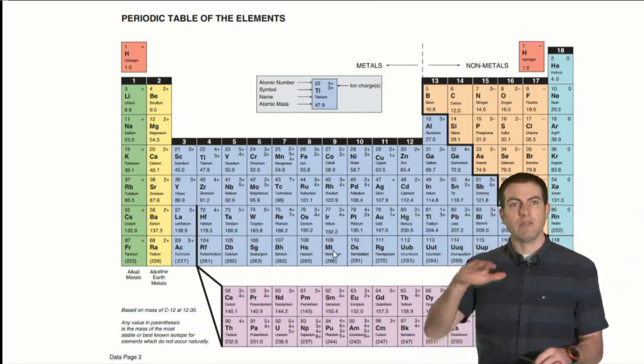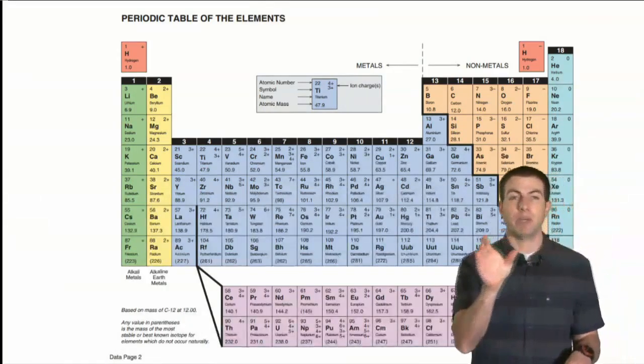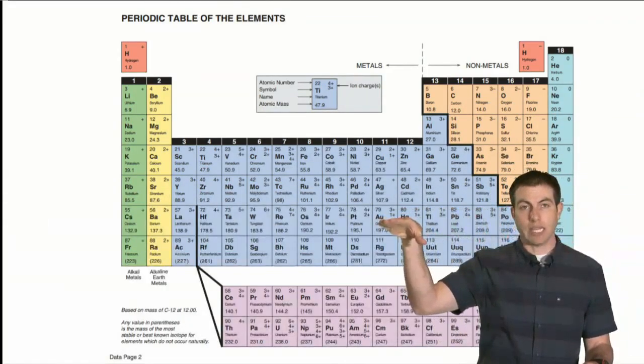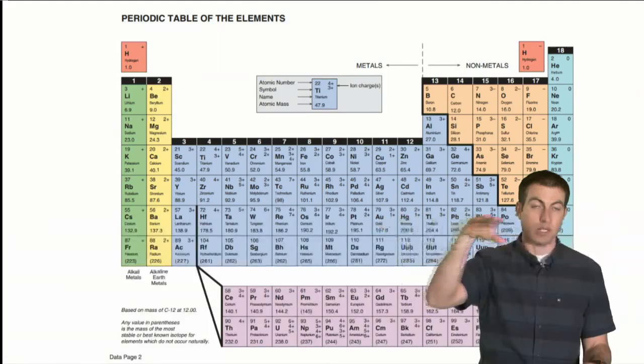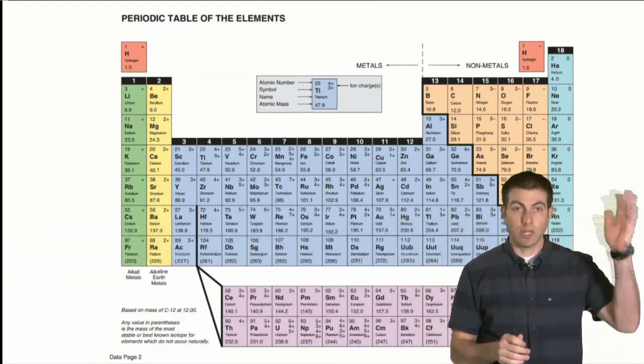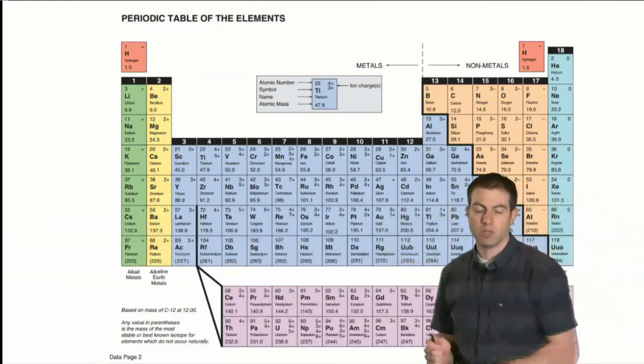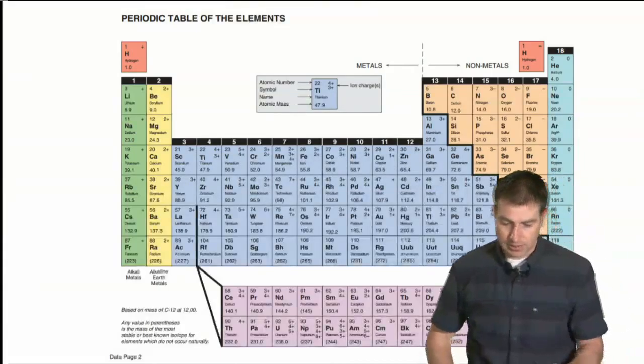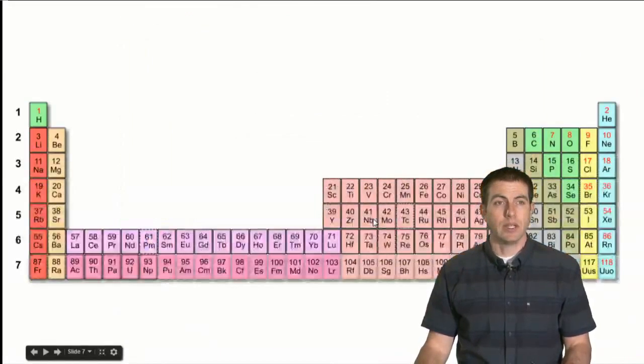So even though there's that gap in the middle, we still jump across the gap. When we talk about periods in the periodic table, we'll start at the left and we'll jump across the gap and then we'll go to the right. And that's how we talk about those periods there.